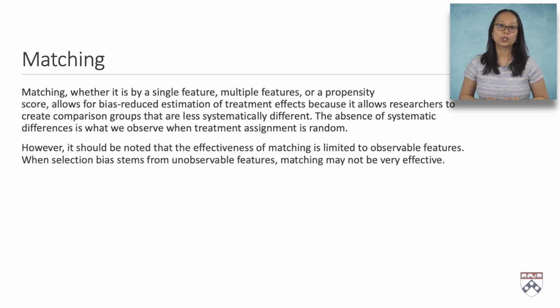However, just a cautionary note, it should be noted that the effectiveness of matching is limited to observable features. We can only match on the data that we have at hand. We cannot match on things that we either don't have data on or that we don't observe for whatever reason. So when the selection bias stems from unobservable features, matching may not be very effective since we cannot, again, control for things that we don't see.